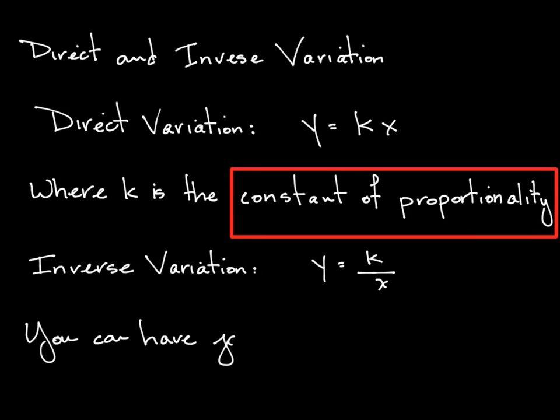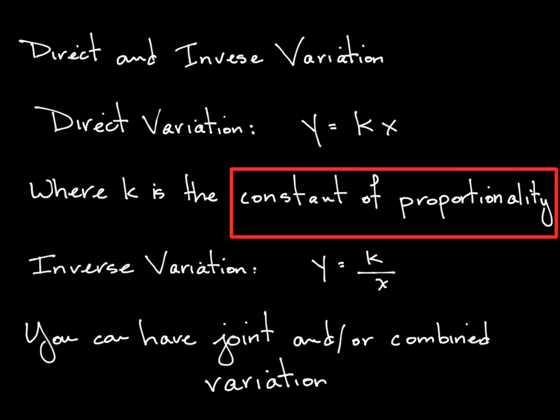It's possible to mix these up so you can have more than one in a particular problem. You could have multiple direct variations, which would be called joint variation. And we'd have combined variation, where we might have direct and inverse variation in a single problem. Let's look at an example.